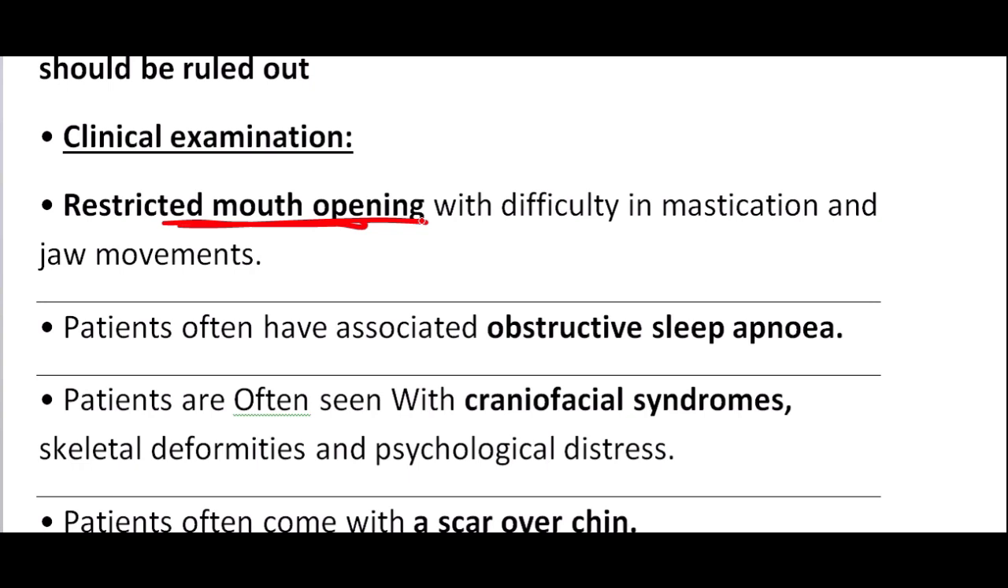Other is obstructive sleep apnea. There is an observed association with TMJ disorder, particularly ankylosis, and obstructive sleep apnea. That condition involves interrupted breathing during sleep due to temporary collapse or obstruction of the airway. So this altered anatomy and restricted jaw movement can contribute to the airway blockage that results in obstructive sleep apnea.